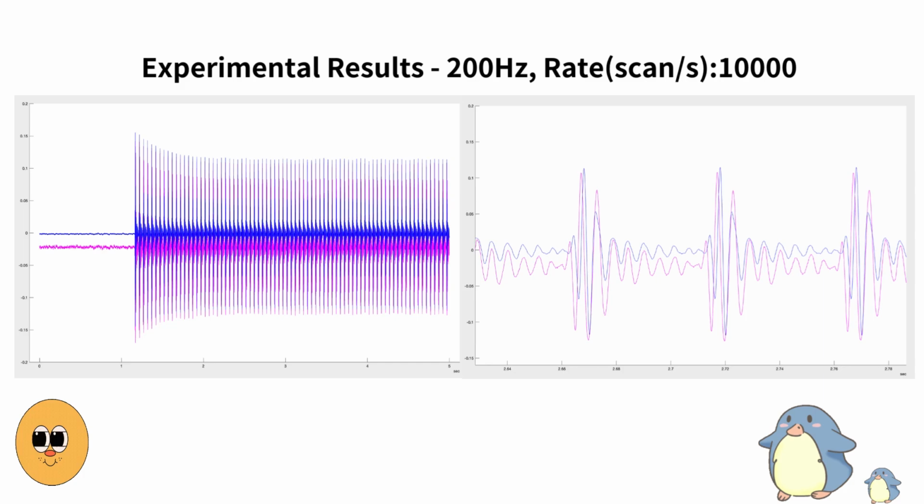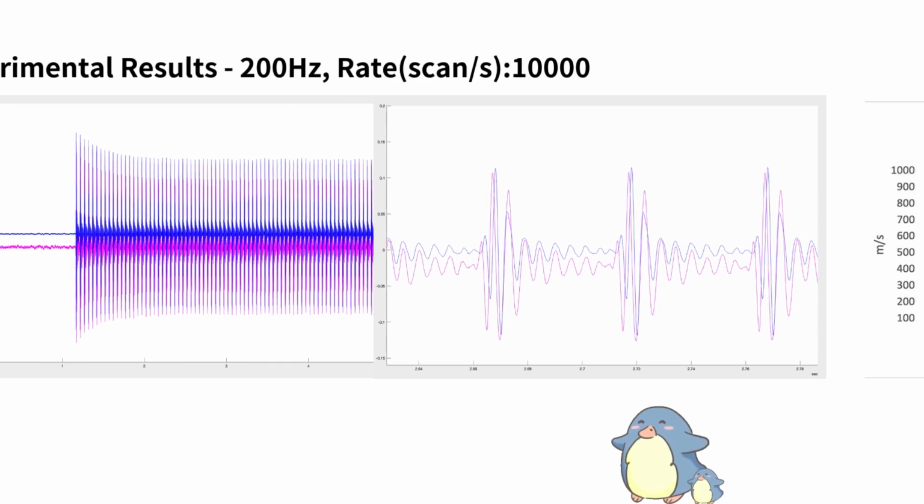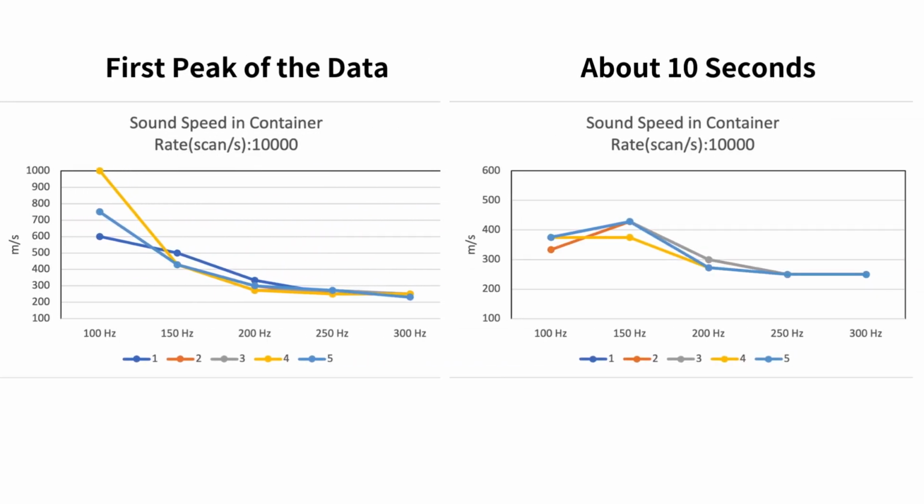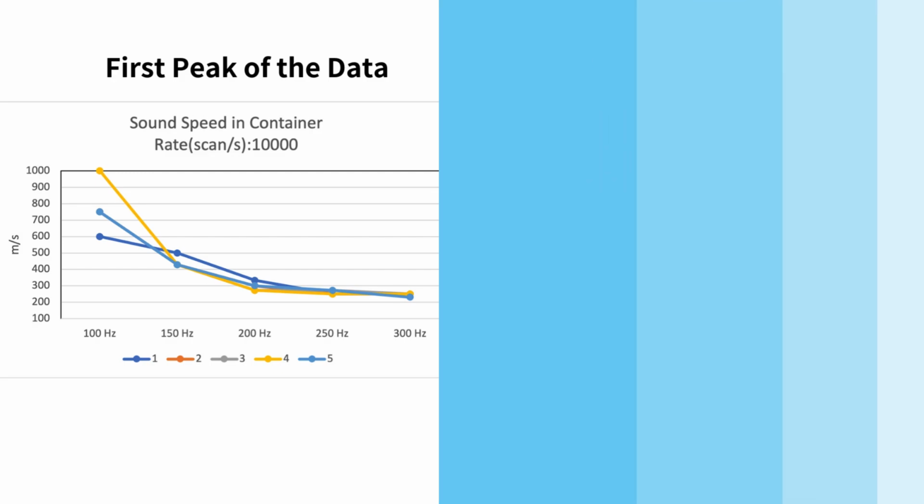Magenta represents the first microphone and blue represents the second microphone. This let me know the time of flight, then use distance divided by time to get the speed of sound. After calculation, the experimental results are very unsatisfactory. The speed of sound should not change with different frequencies.